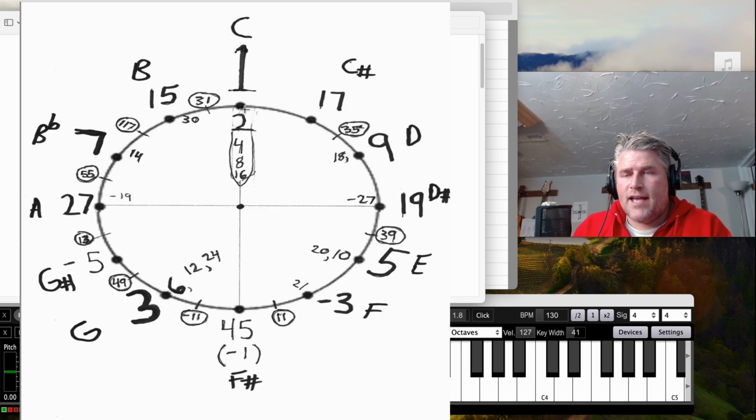Next one would be, as defined by the harmonic series, a double, because you go up to the second harmonic and it creates an octave.